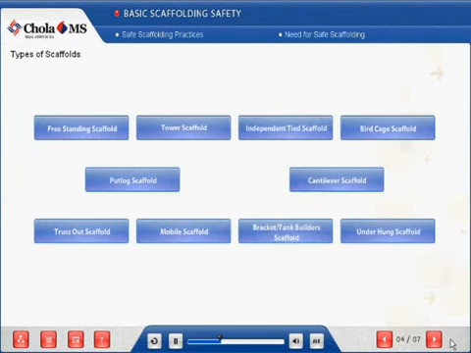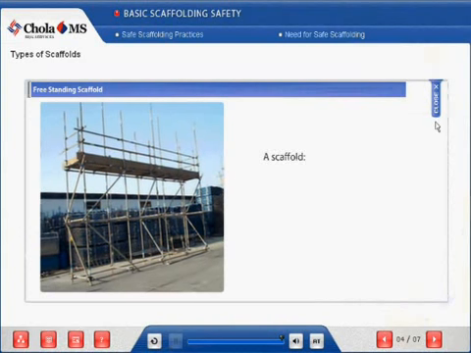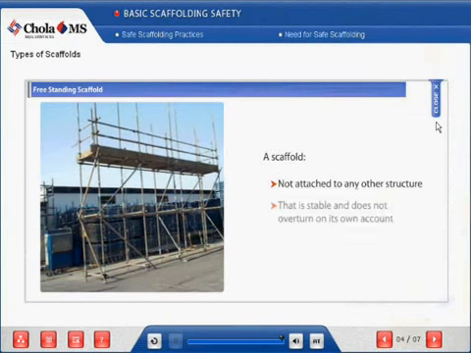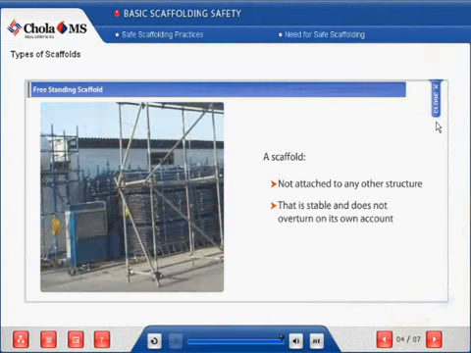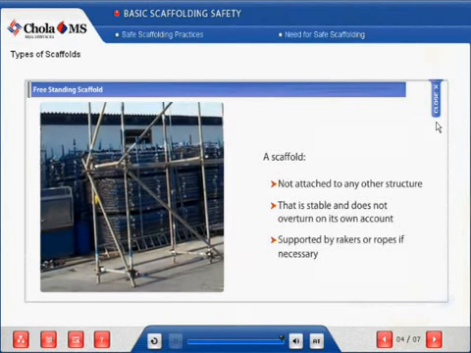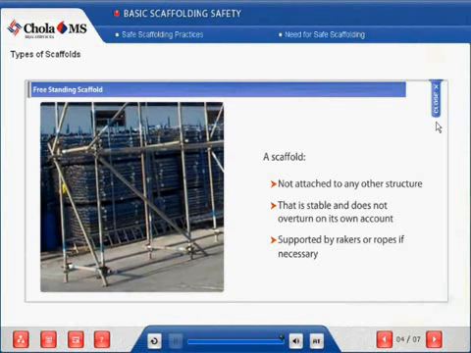Let us next look at the different types of scaffolds. Click each type to know more. Freestanding scaffold is one which is not attached to any other structure. It is stable and does not overturn on its own account. If necessary, it is supported by rakers or guy ropes.